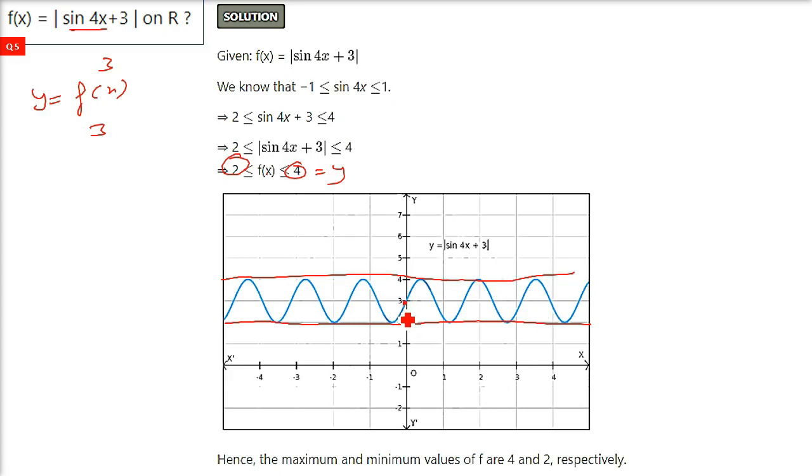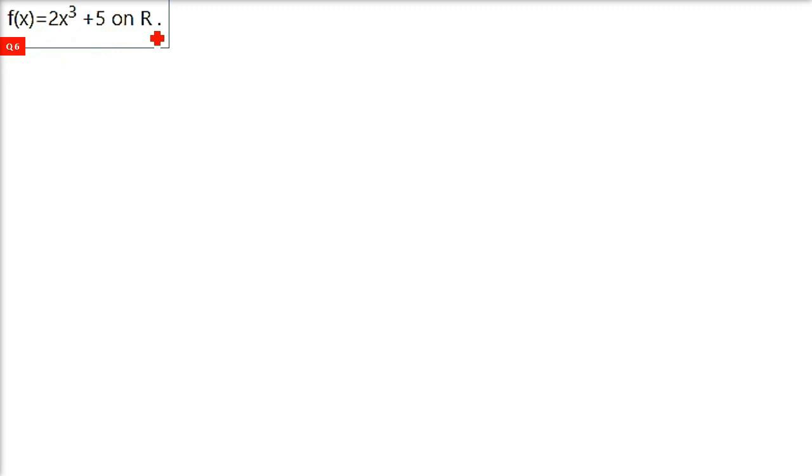So you just have to worry about the lower limit, which is the minima 2, maxima is 4, and the periodicity is also changing, so the graph may vary. f(x) equals 2x cube plus 5. Now I would like you to go along with x, put the various values of x as plus and minus, and then find out the solution. But why are you here? You are here to understand the logic, to understand the tricks.